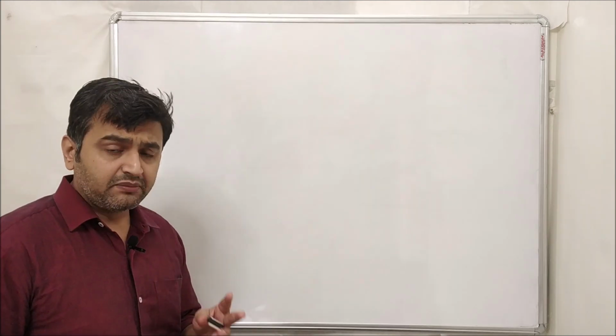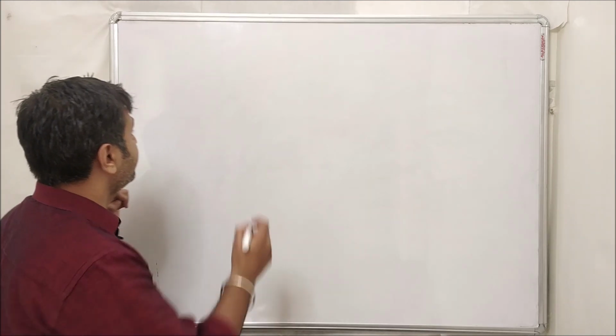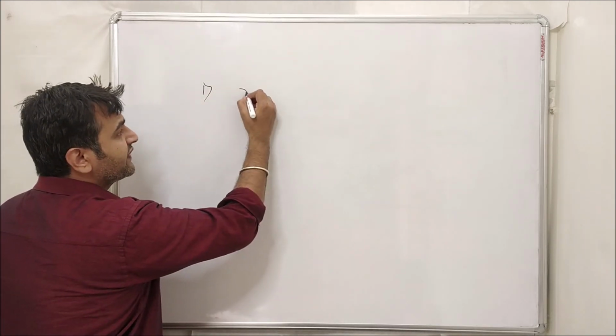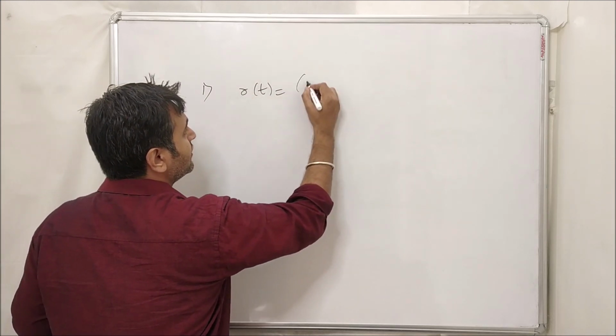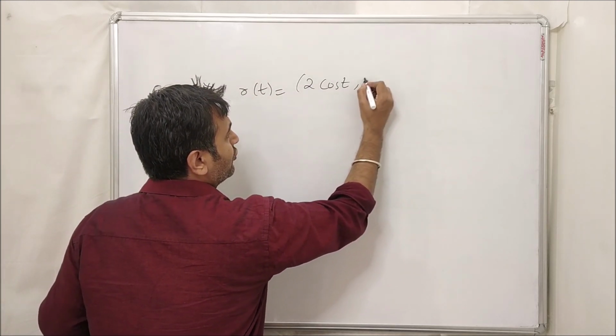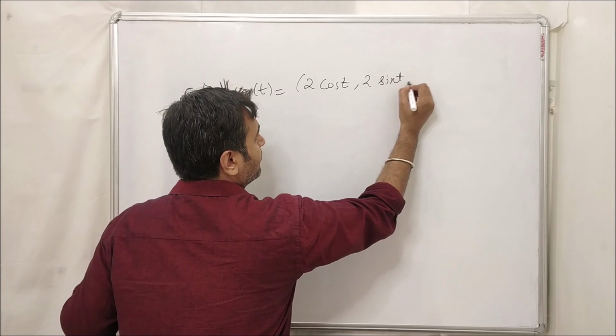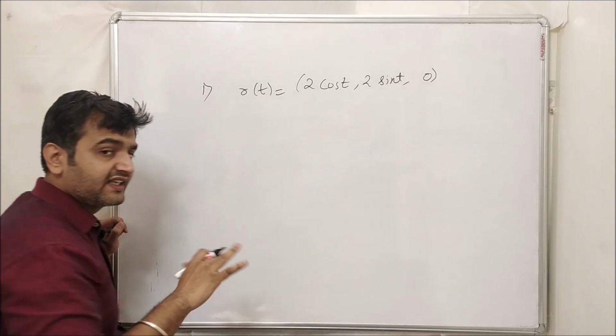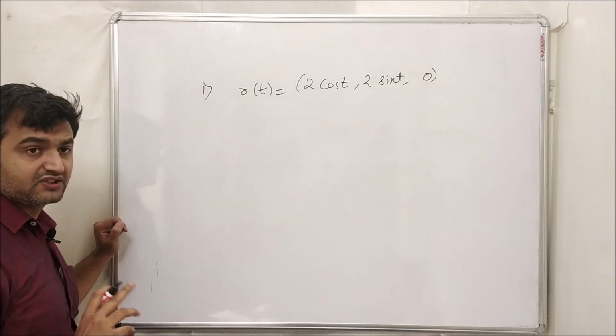So I will take two examples. Let's go first with a circle example. Suppose I give you r of t is equal to, say, 2 cos t, comma 2 sin t, comma, say, 0. Let me take a circle in the xy plane. It's a circle of radius 2, right?